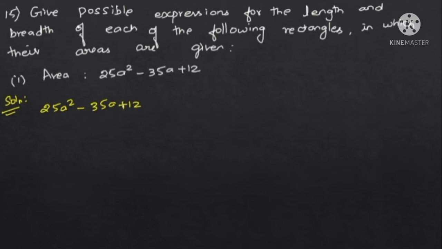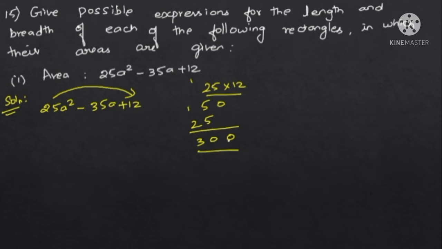So what is the area of a rectangle? Area of a rectangle is L into B. So we have to find the possible length and breadth. Here in this equation the coefficient of a square is 25. So we have to multiply this 25 with 12. So 25 into 12 gives 300. Now we have to find the factors of 300.